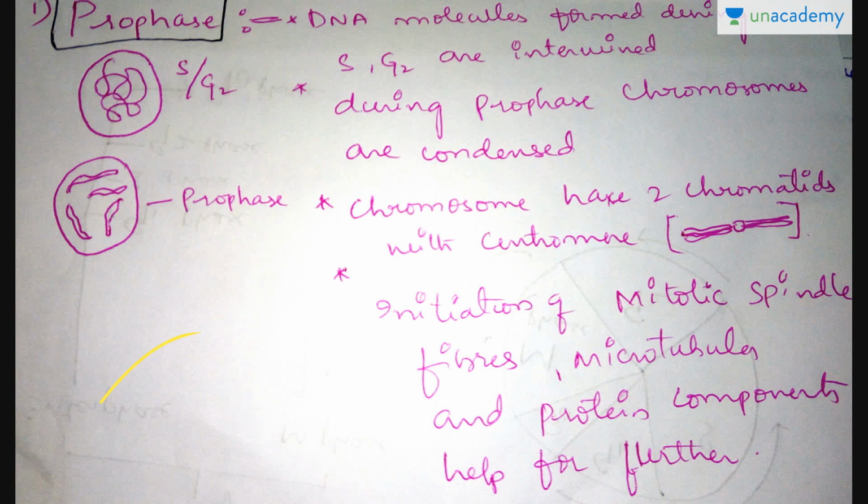They have two chromatids with a centromere. This is the centromere. They have two chromatids around the centromere. The initiation of mitotic spindle fibers, microtubules and protein components help for further processes in this phase. These mitotic spindle fibers and microtubules are secreted from the cell membrane place.